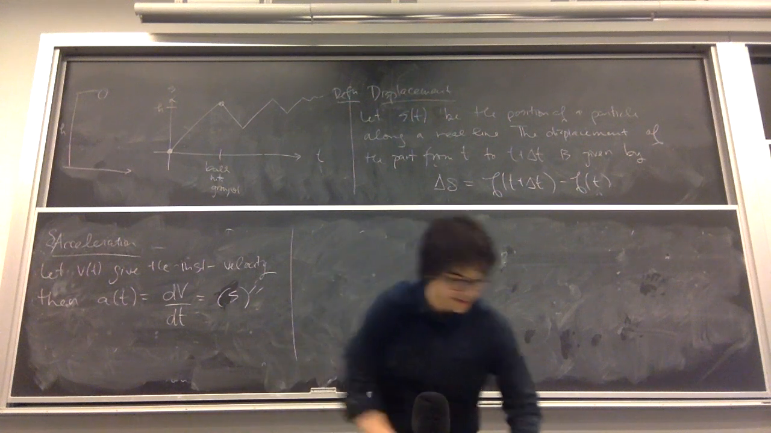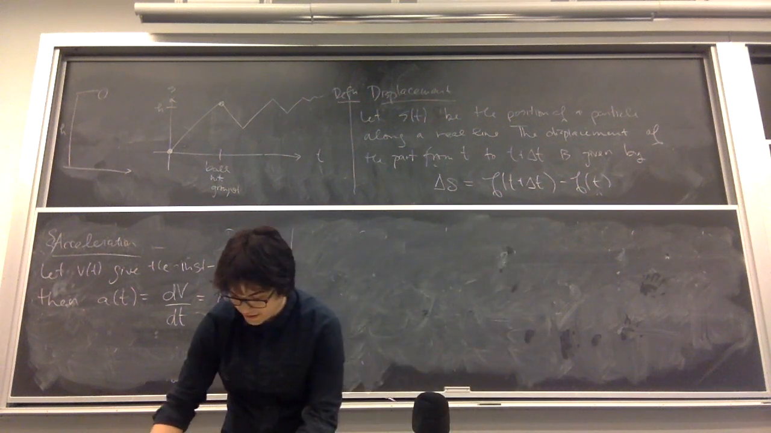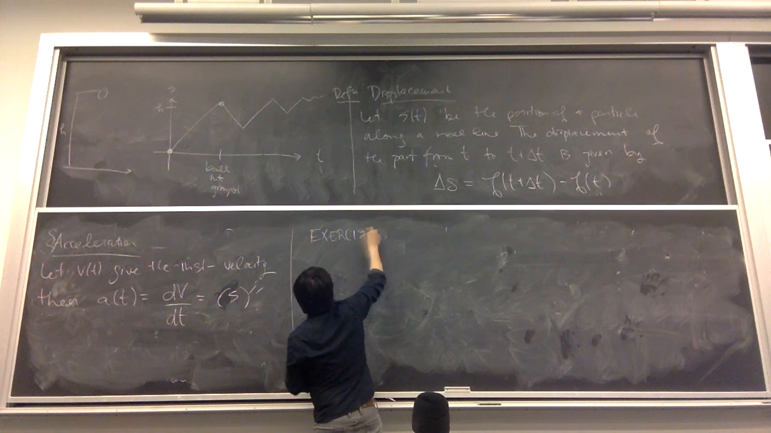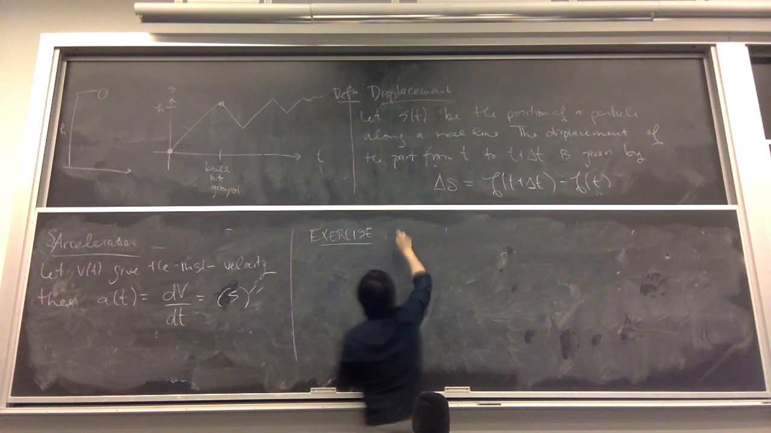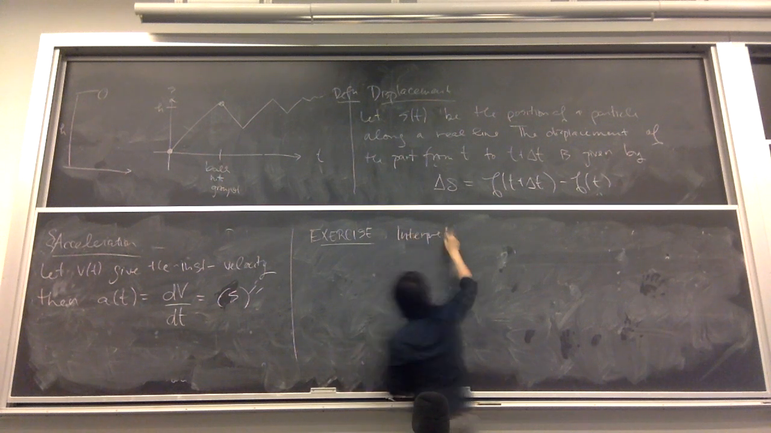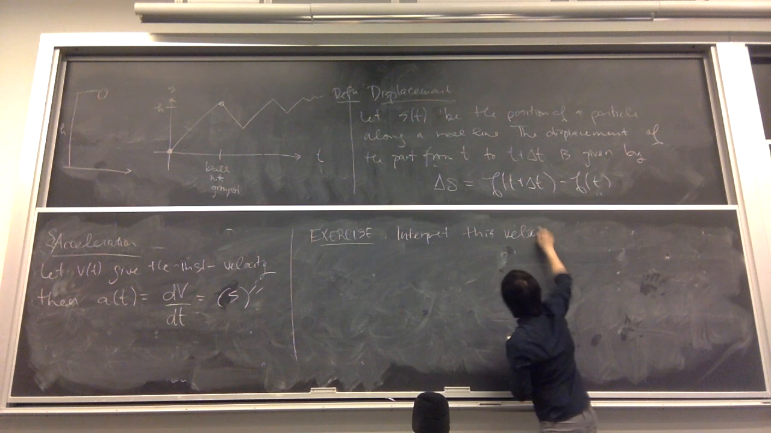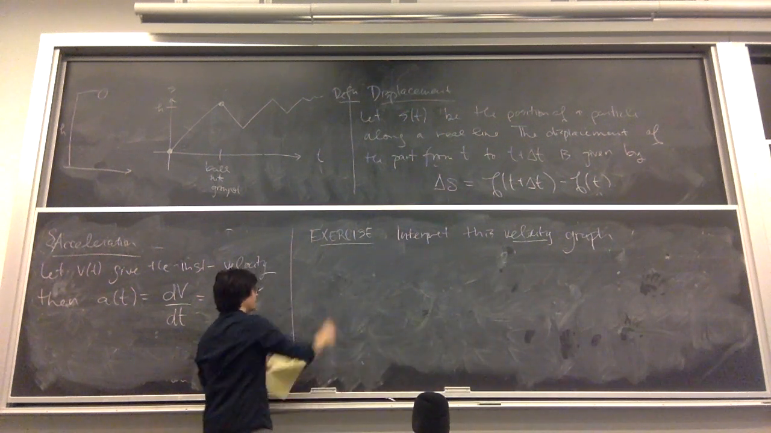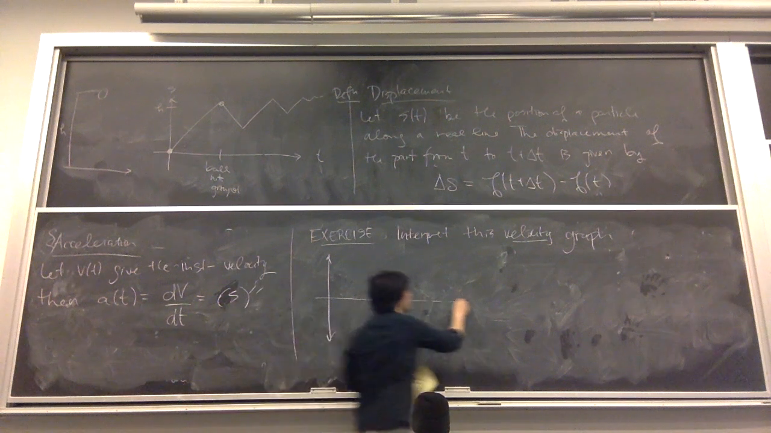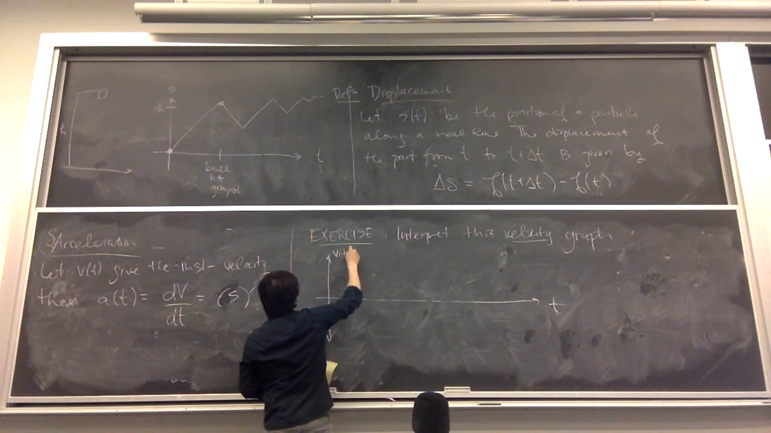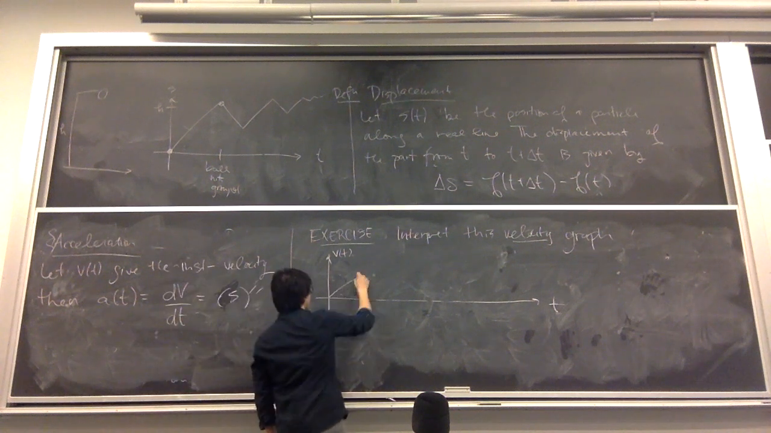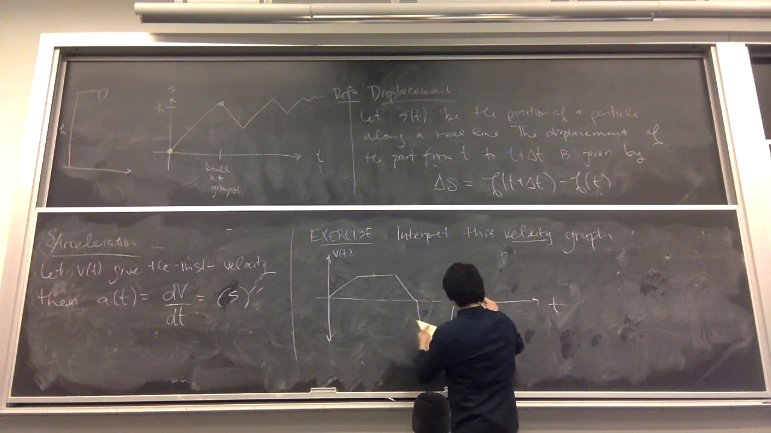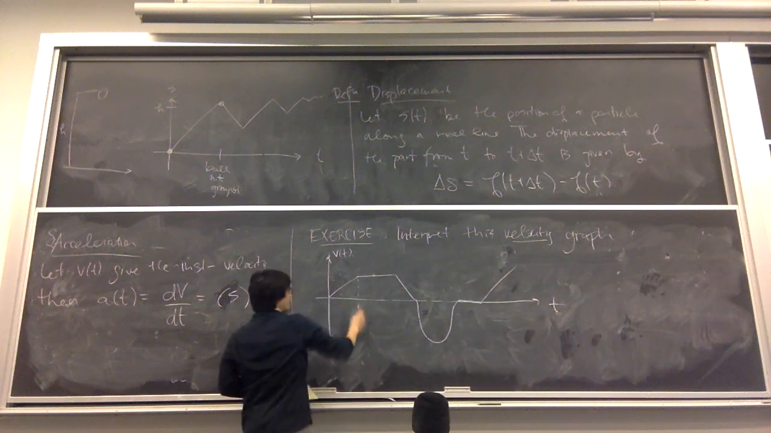Okay, so here's your last exercise. Be careful. Interpret this velocity graph. What I'm going to draw you here is a diagram of the velocity of a particle over time. This is going to tell you about the instantaneous velocity at that time. The velocity does this, then this, then this. Then it does this. Then it flatlines. And then it does this.